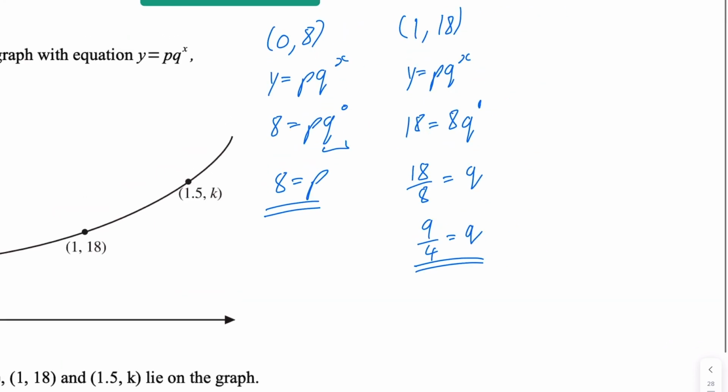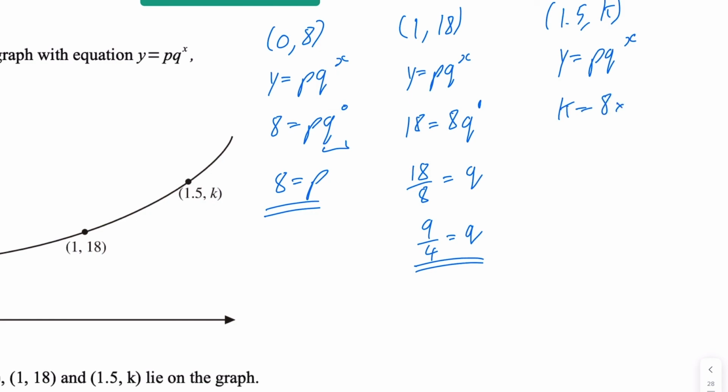And moving on, we are now looking at the final bit, which is 1.5, k. So again, the exact same thing. Substitute y in. p we know is 8, q we know is 9 over 4, and x we know is 1.5. Now, if this was on a calculator paper, you could just type it into the calculator, but if this was a non-calculator paper, you can write 1.5 as 3 over 2. And then essentially what you're doing is square rooting the two values inside.